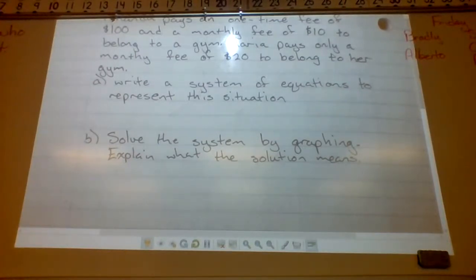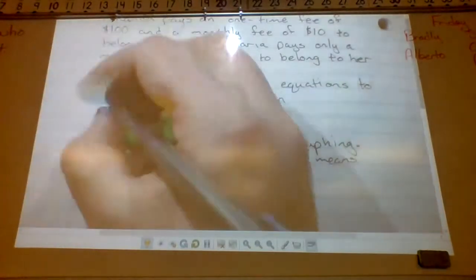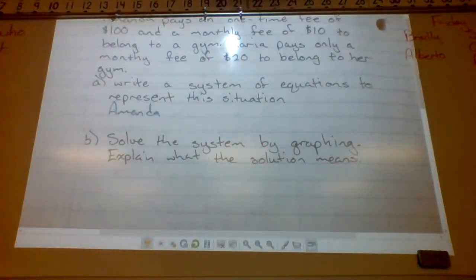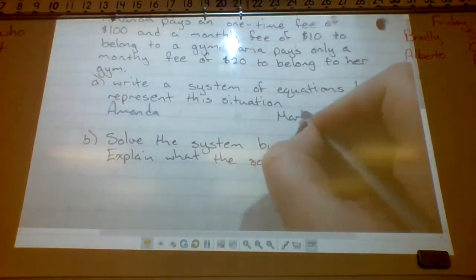Alright, so what does letter A ask for us to do? Write a system of equations. System means how many equations are we going to have? Two or more. How many people are we talking about in this problem? So how many equations are we going to have? Two. All right, so we are going to write one for Amanda. And we are going to write one for Maria.